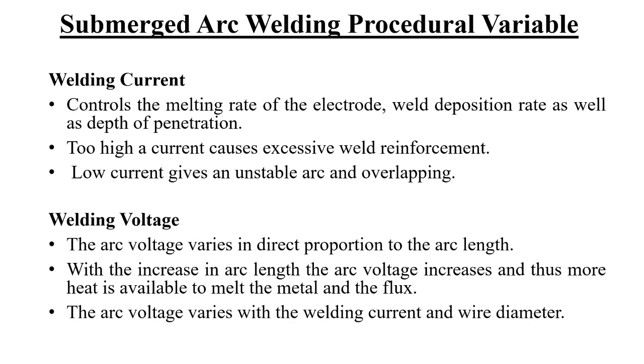The second one is welding voltage. The arc voltage varies in direct proportion to the arc length. With an increase in arc length, arc voltage increases, and more heat is available to melt the metal and the flux. The arc voltage varies with the welding current and wire diameter.